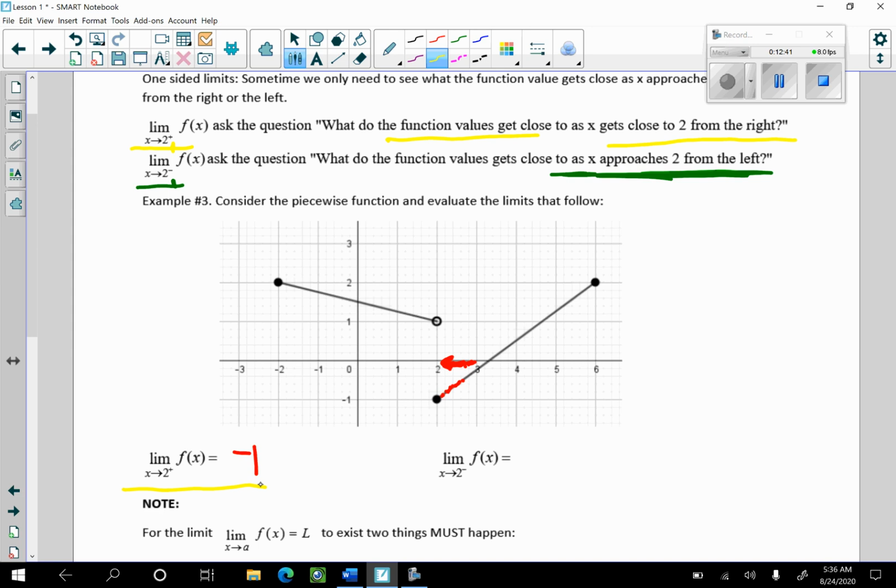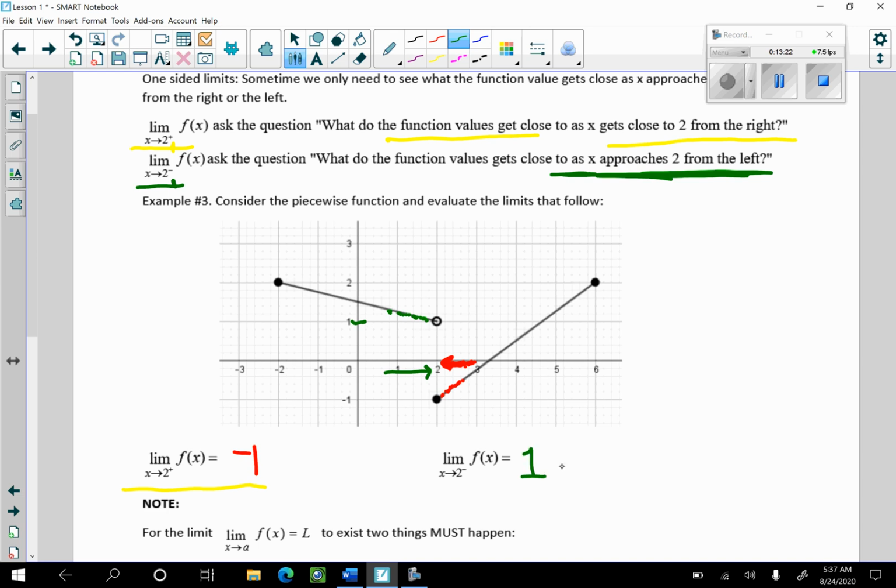This says, as I approach 2 from the left, what do the function values of f of x approach? So if I'm coming over here and I'm approaching 2, and I'm getting ever so close to 2, what do the function values get close to? So here are the points that I'm talking about. If I take these points on f of x, what are the outputs getting so close to? Well, they're getting close to this right here. They're approaching 1.